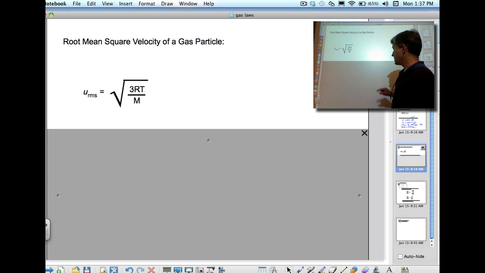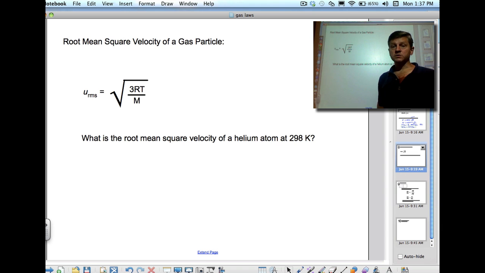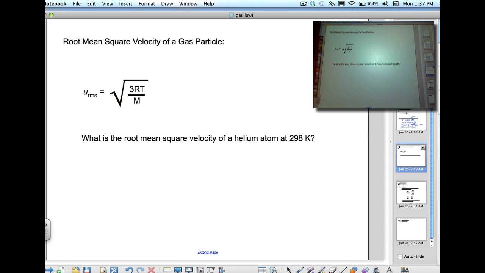So the question would be, what is the root mean square velocity of a helium atom at 298 Kelvin?